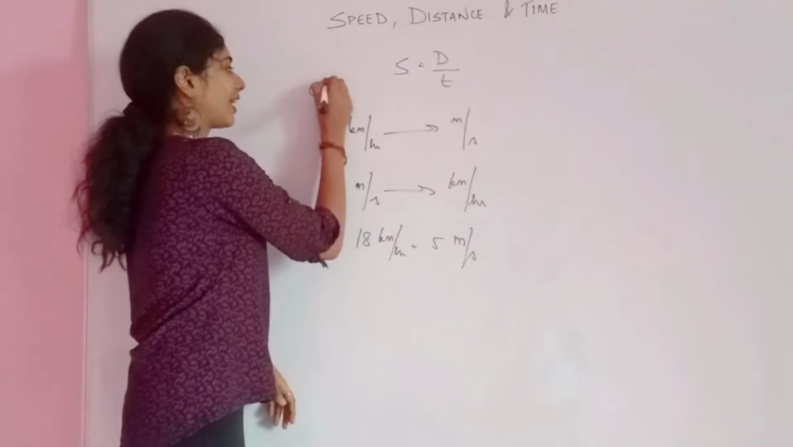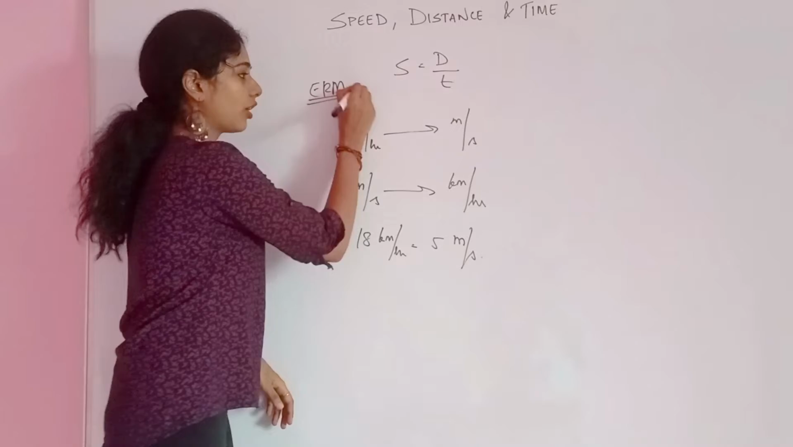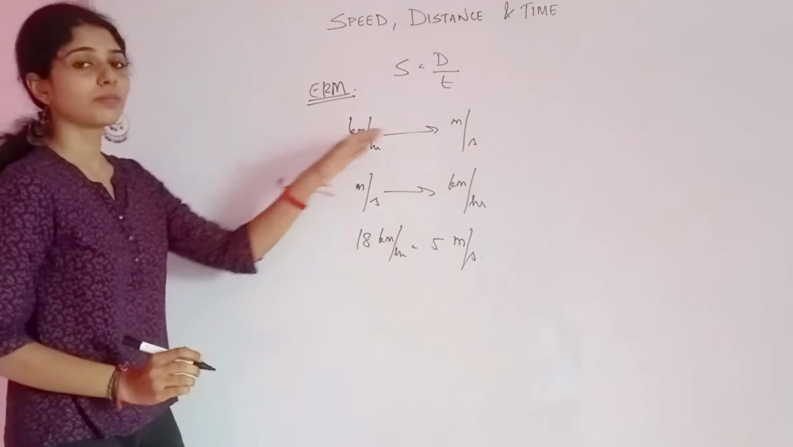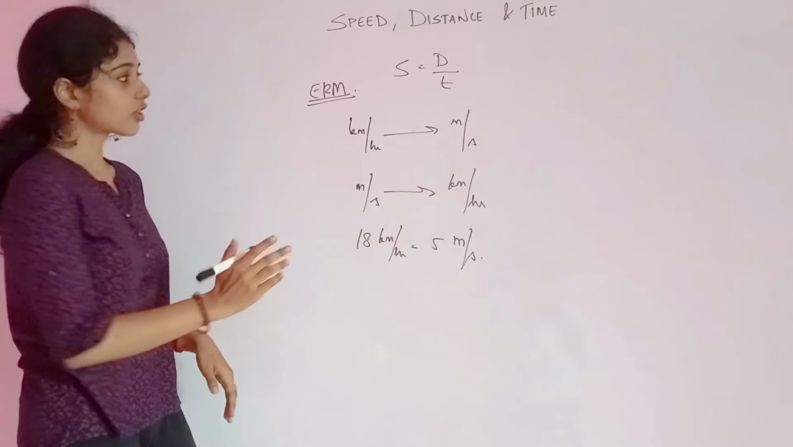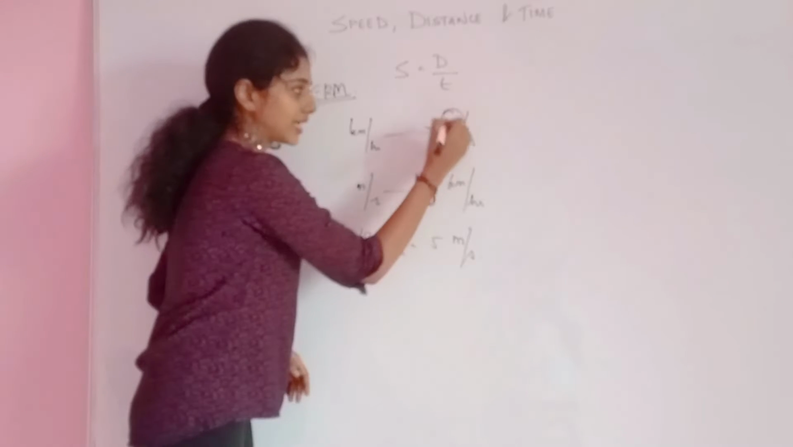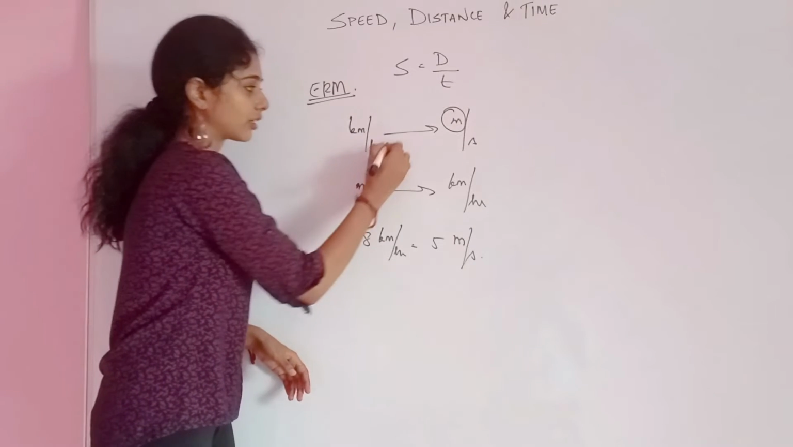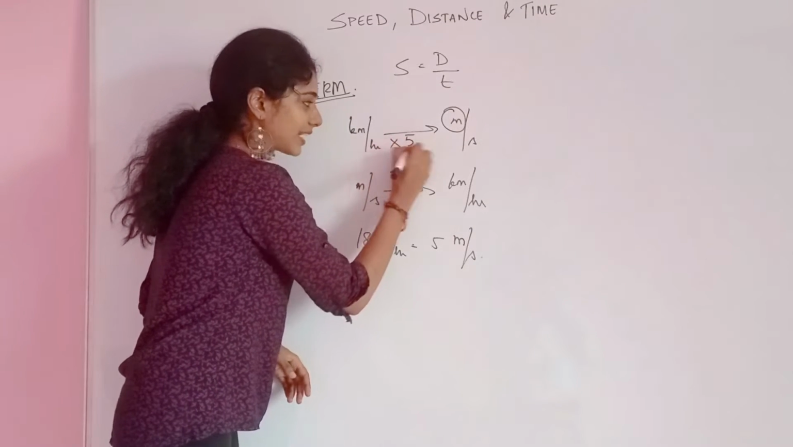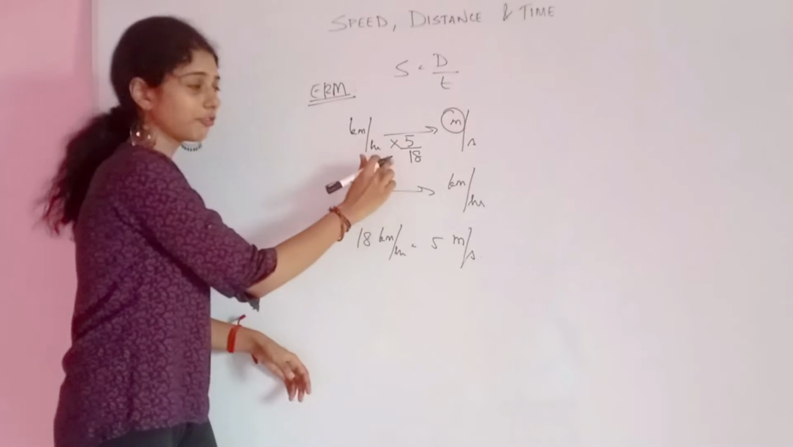So let's have an easy remembrance method. In order to convert kilometer per hour to meter per second, you're always right, so look at the right hand side. What is this? Meter. Meter is less than kilometer, so the numerator must be less than the denominator. So multiply by 5 by 18.